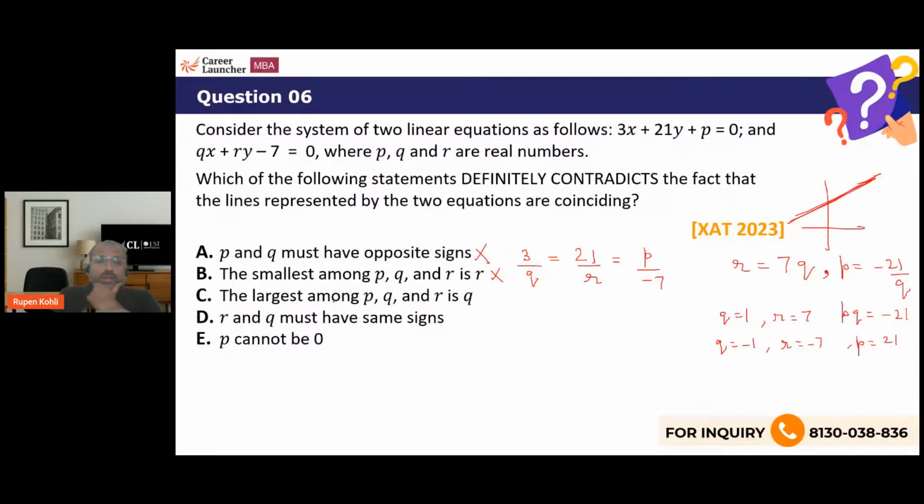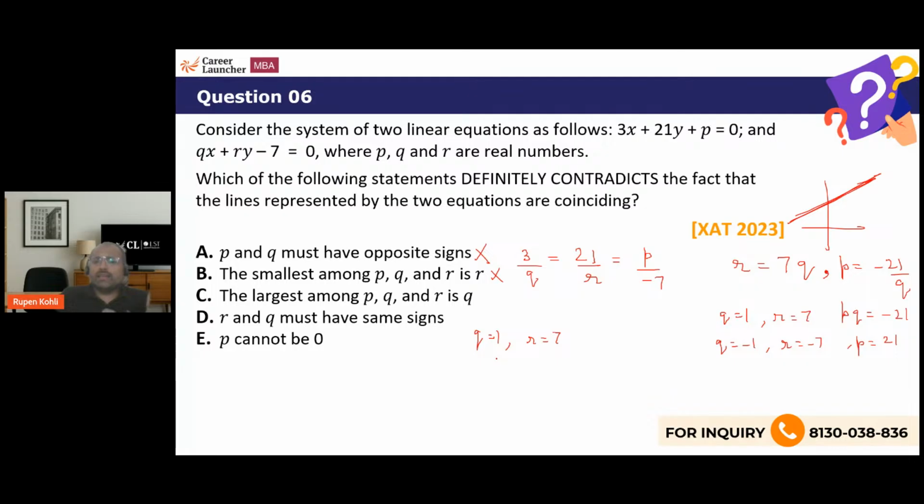Largest among P, Q, and R is Q. R is 7 times Q. P is minus 21 by Q. Largest is Q. Okay. Now, again, consider the possibilities of the variables. Let's assign Q as 1 again. Then R is 7. If Q is 2, R is 14.